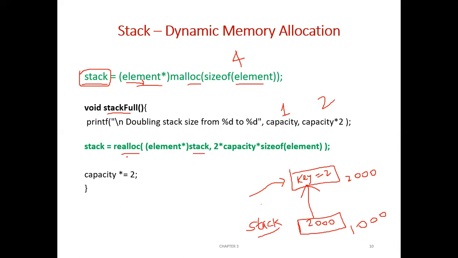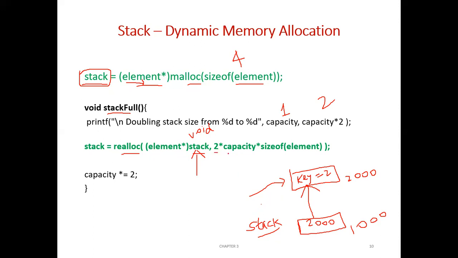By default, the first argument of realloc is a pointer. If you refer to the syntax, it is a void pointer. A void pointer can point to any item, but you have to typecast. Here this void pointer should point to the address of an element, so we are typecasting it to element star. Then how much should the size be increased? It should be doubled.